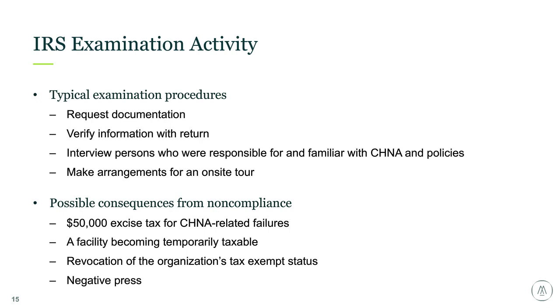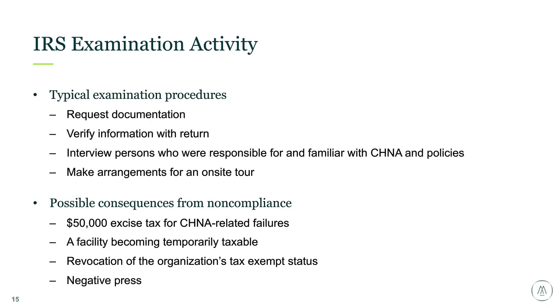So, possible consequences from noncompliance. If a community health needs assessment is not conducted correctly, there could be a $50,000 excise tax. Overall, with all of 501R, a facility could become temporarily taxable. That would mean that the whole organization still has its C3 status, but that specific facility and any income and expenses related to it would be subject to tax.